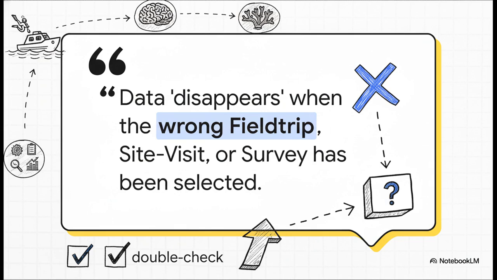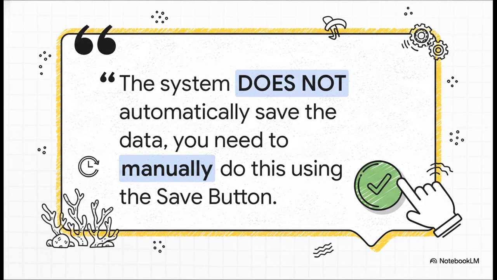This is by far the number one issue people run into. If your data seems to have vanished into thin air, it's almost certainly because it was entered under the wrong item in that hierarchy we talked about. So always double-check and then triple-check that you've selected the correct field trip, site visit, and survey before you start typing.